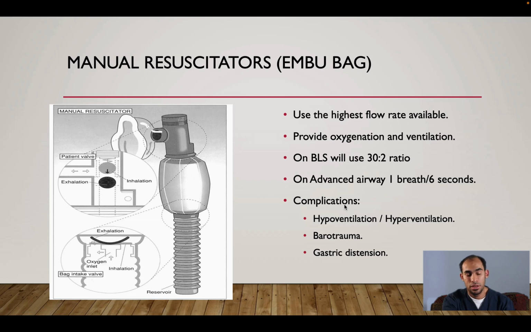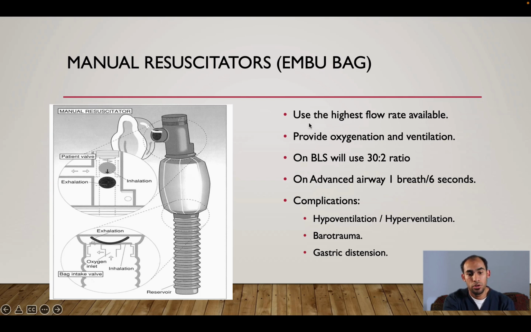The last thing in our presentation is the Ambu bag, or manual resuscitation. This is very important. We will use it frequently. So what is this? This is the Ambu bag. As you see here, there is a mask and here a patient valve for inhalation and exhalation. And down here we have the opening for oxygen inlet, and there is one more valve also for inhalation and exhalation.